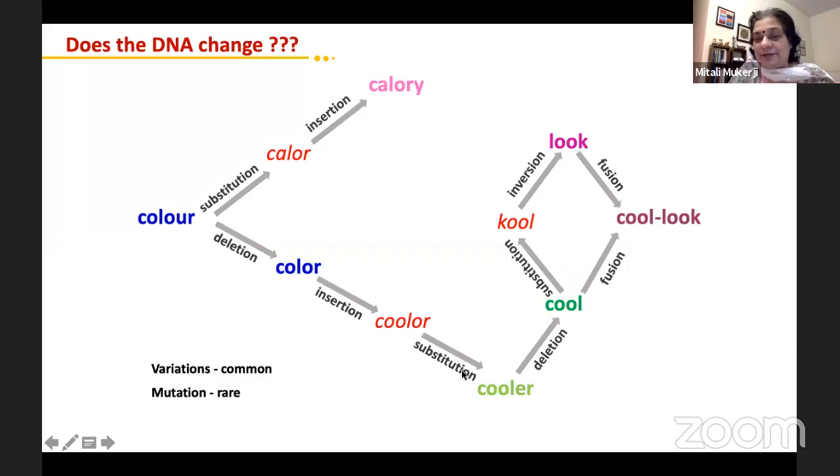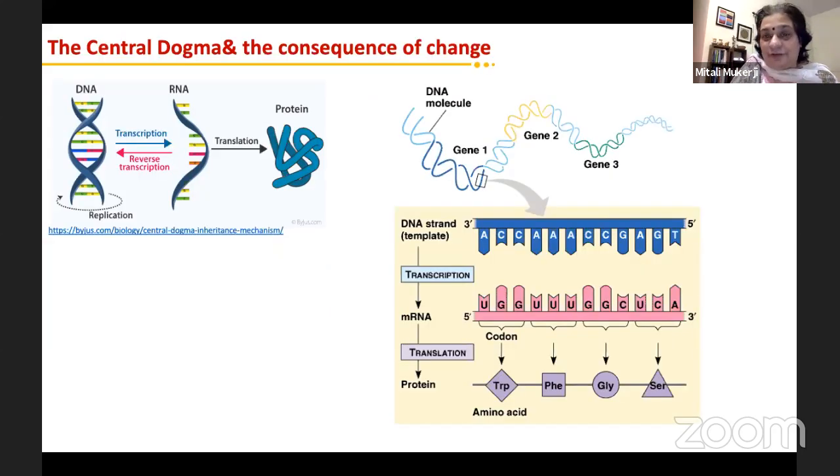The change could be a one-letter change, like a substitution, where you can get another word. Then you can also have other kinds of editing done, so that you can have a deletion. You can have another kind of substitution, which again might make sense. This can get inverted, and sometimes it might also get fused. So you start with some word, and then you get into another word like cool look, right? So this is what has happened to the book of life. It is there everywhere, but it undergoes changes within the species and between species, and that's what creates such diversity.